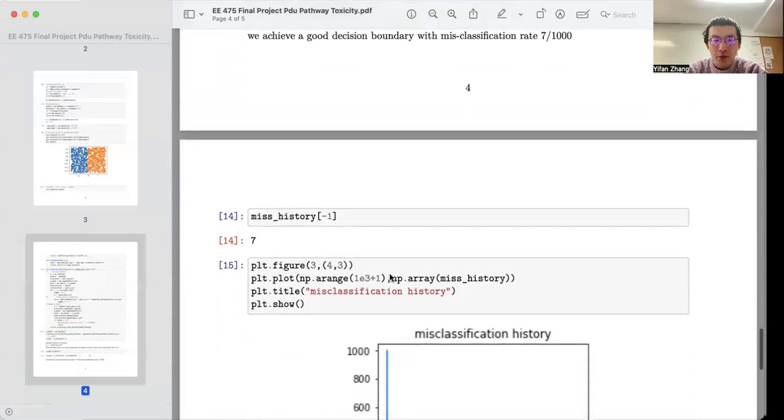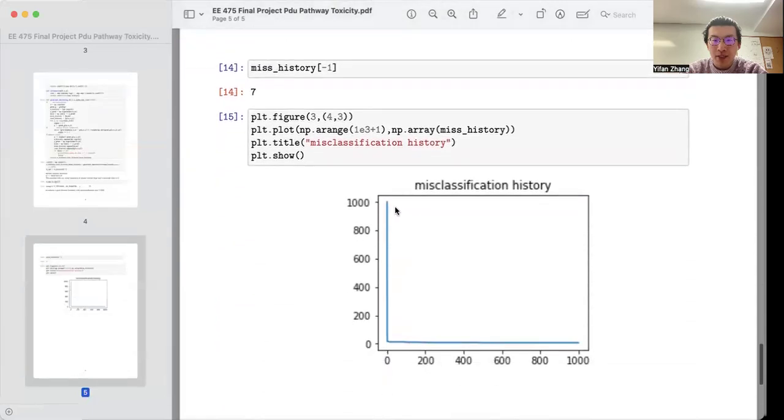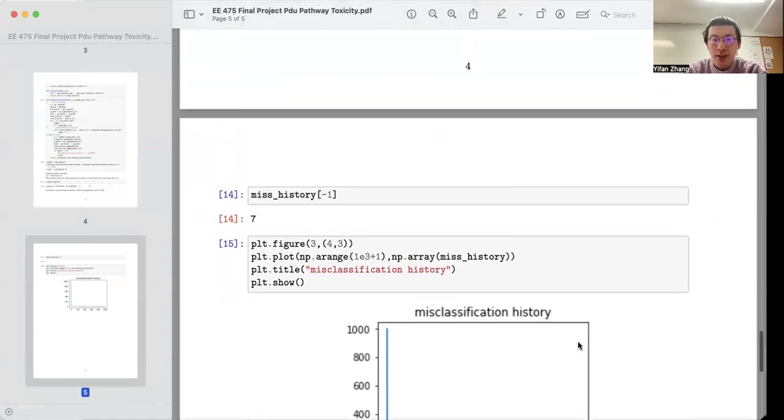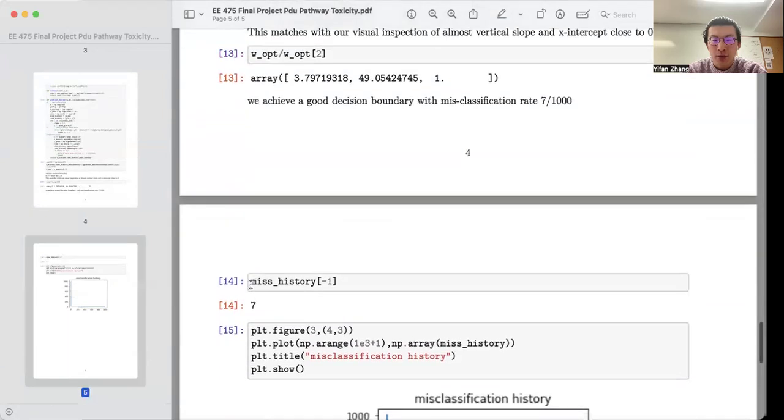And we also plot the number of misclassifications. So it drops very quickly. Here is about 20 or 10, and then it slowly still decreases, up to the end where there are only 7 misclassifications, which I think is a good result.